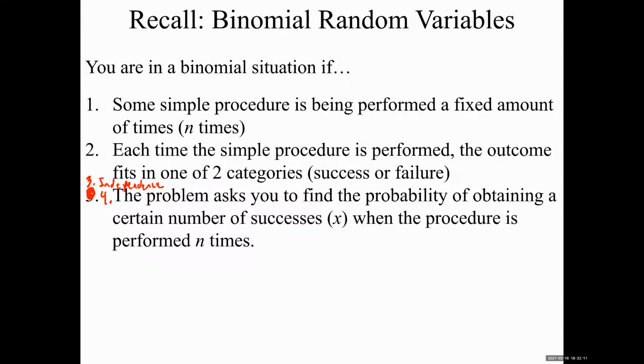And the fourth thing, the problem has to ask you to find the probability of getting a certain number of successes. What's the probability of getting this many successes? What's the probability of getting 18 hearts if you draw a card 50 times? What's the probability the coin lands on heads 12 times if you flip it 32 times? That kind of thing. And little x will stand for how many successes they asked you for. So if you see those 4 ingredients in the problem, that's a binomial problem.